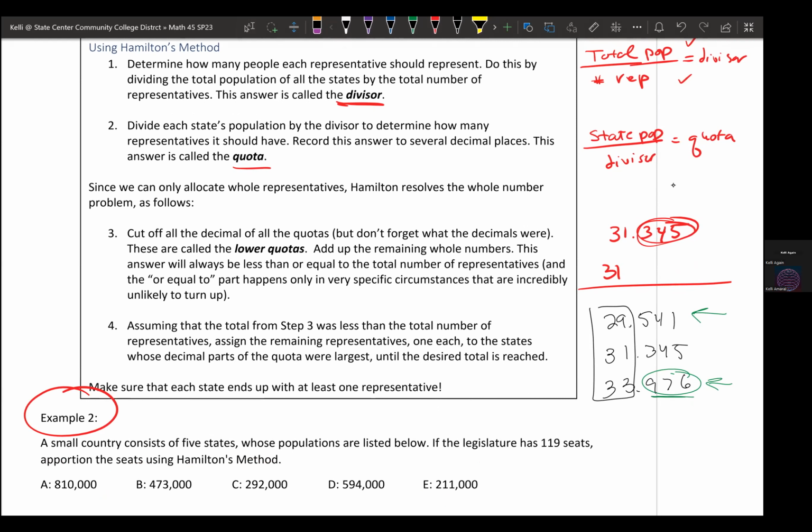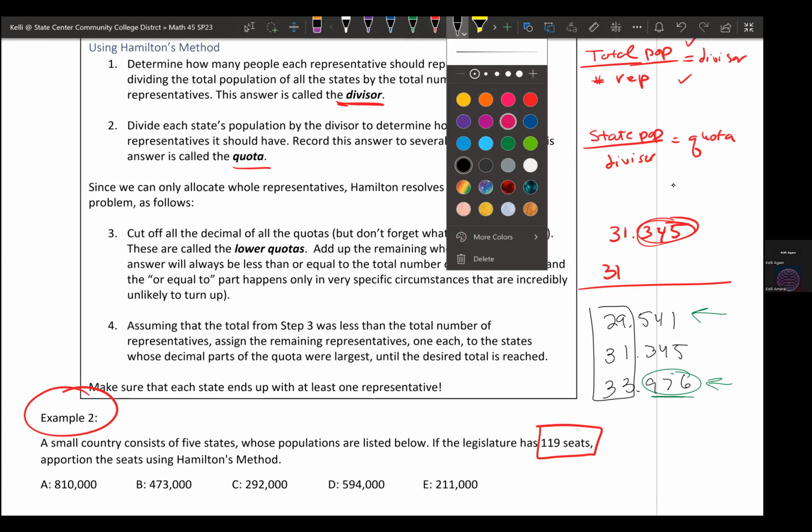Just looking at that, we see that state A is the largest. So once we apportion, state A should have at least as many as anybody else, if not more. And the smallest one is state E, so they should have the smallest number of representatives. So we want to apportion the seats according to Hamilton's method, and there are 119 of them. So we have to give all these people 119 seats.